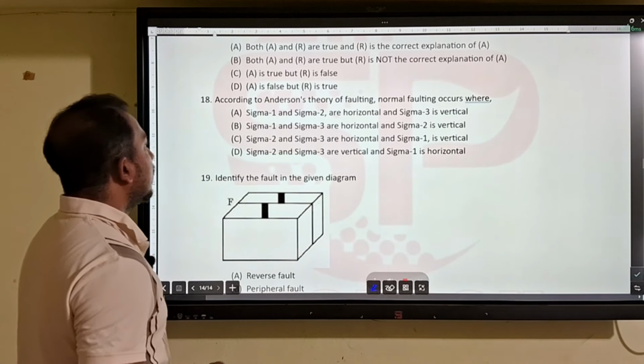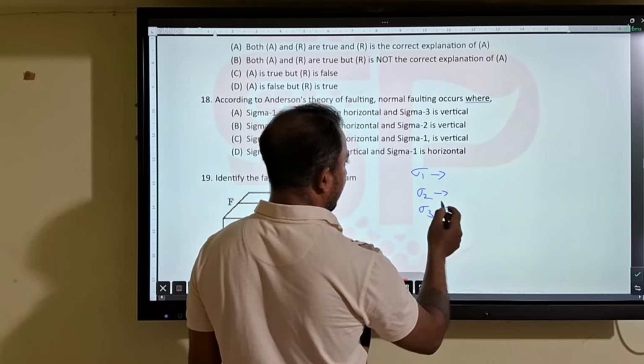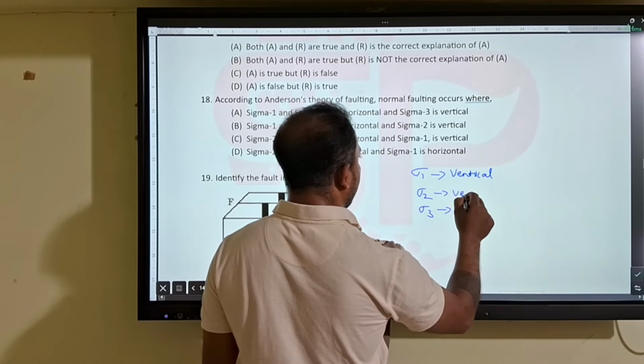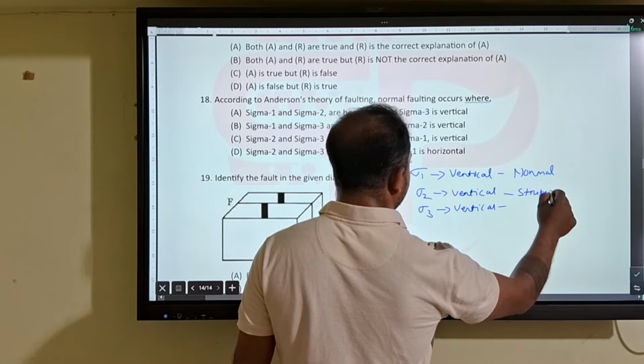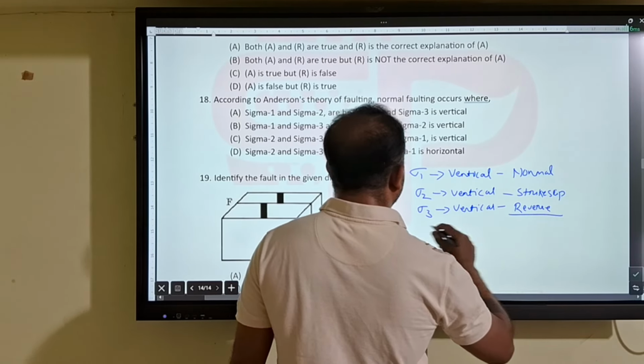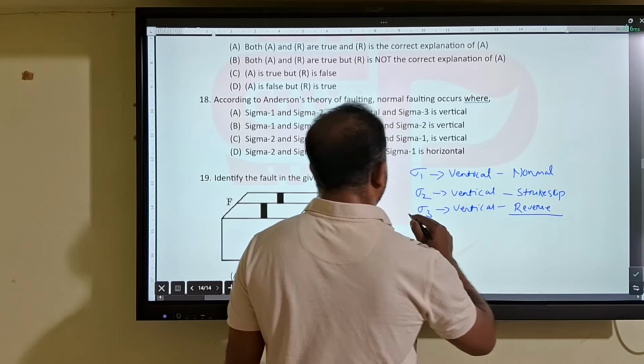According to Anderson's theory of faulting, where normal faulting occurs: remember always sigma 1, sigma 2, sigma 3. These are very important. Sigma 1 vertical, this is normal; sigma 2 vertical, this is strike slip; sigma 3 vertical, this is reverse. This is very important. Most questions ask, if sigma 1 is vertical, which type of fault will be produced, or if sigma 2 is vertical, which type of fault will be produced.